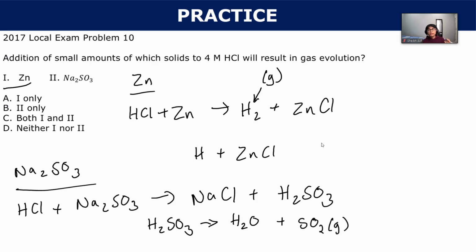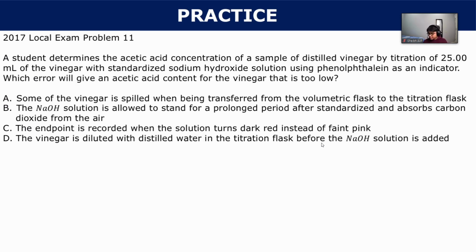So that means if we add Na2SO3, we're going to produce this at first, but again, it's going to break down into water and sulfur dioxide. And sulfur dioxide is a gas, meaning you do have a gas evolution in that too. So the answer would have to be C, both 1 and 2. And we are correct. Let's move on to question 11.